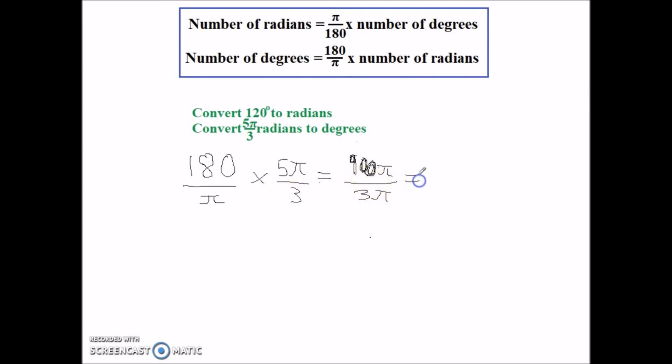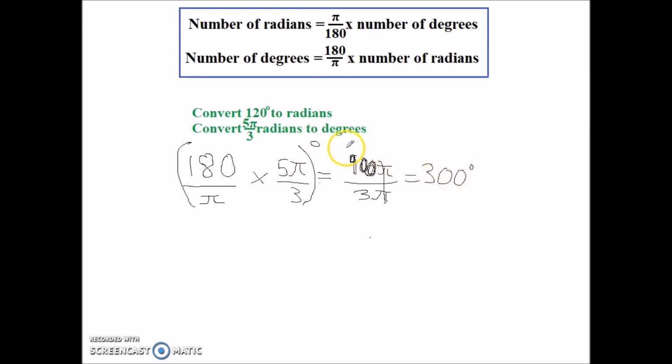And now we need to simplify this, so the pi's will cancel out. And now we have 900 divided by 3 gives us 300 degrees. It's quite good to, when you get to this stage, put it in brackets and put a degrees sign up here, because it reminds you that the answer isn't 300, it's 300 degrees.